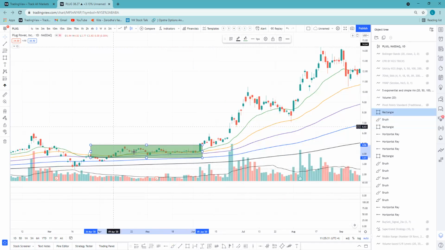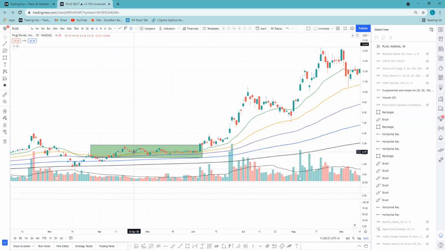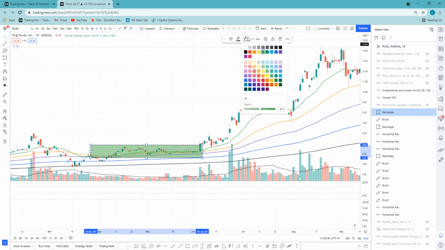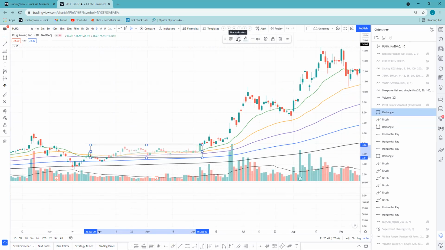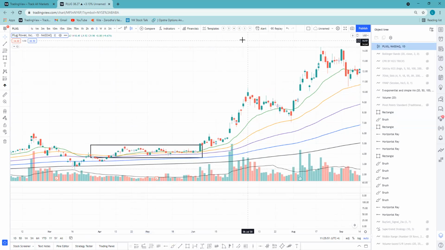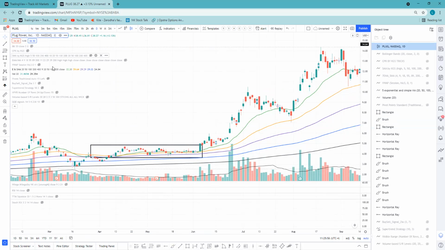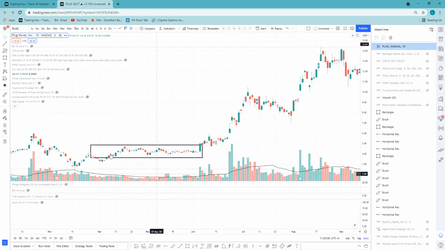If you don't know whether it's accumulation or distribution, you don't need to remember anything. You just make a box like this one. I'm just gonna change the color so you can see, white. Do you see this box, right? I'm just gonna cut down the moving averages here. So do you see this range, right? The price is going in a range, volume is down.